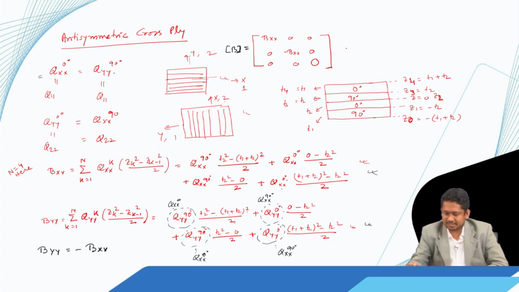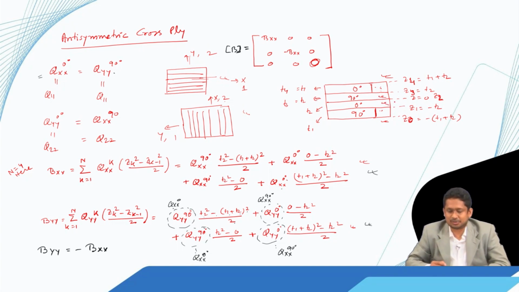Anyway, this matrix is... if we just add this, the reason Bss is 0 is that whatever QSS we find here, the same QSS is here. So, if I just add their contribution, because of the opposite nature of the thickness square terms, they cancel each other, and the same thing happens here and here.